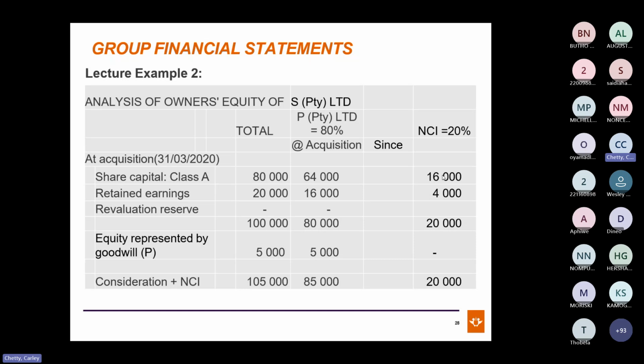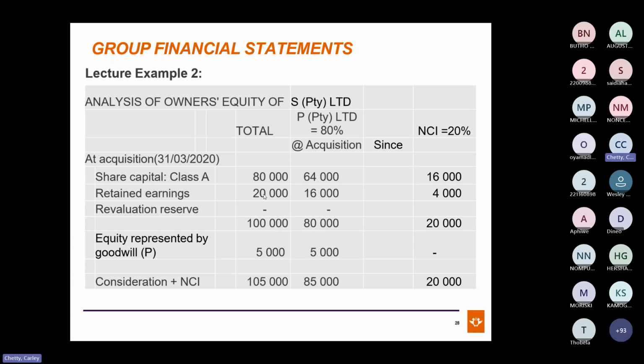Then we need to work out the non-controlling interest. If P owns 80% in S, it means that the non-controlling interest is 20%. So we are going to apportion the non-controlling interest, their share of S's equity. So 80,000 Rand multiplied by 20%, that will give us 16,000 Rand. So the NCI has 16,000 Rand.